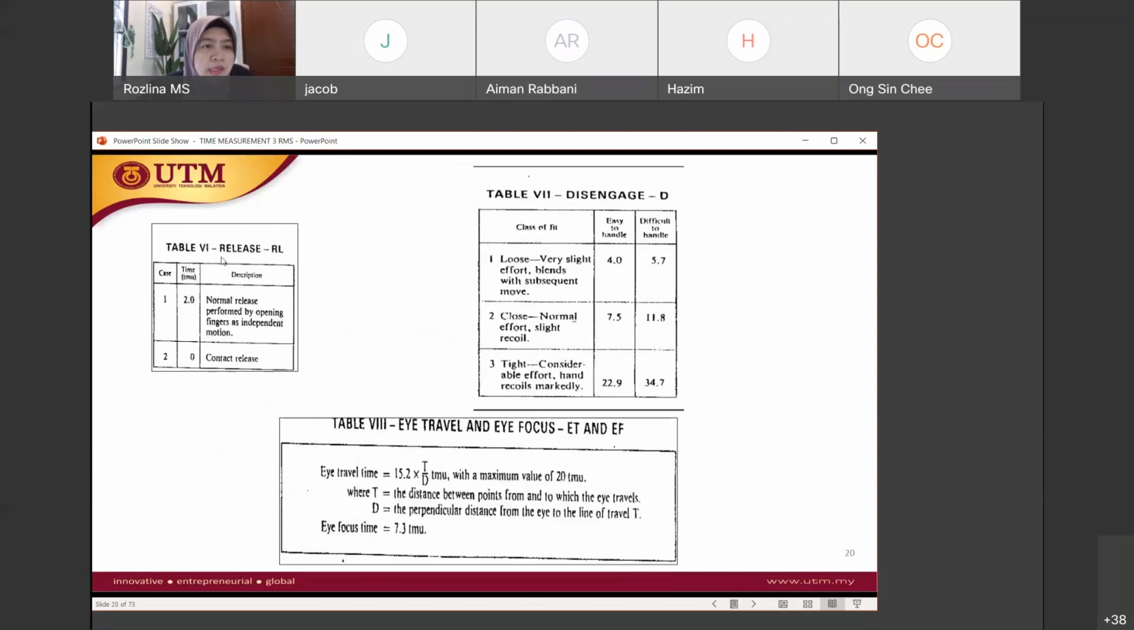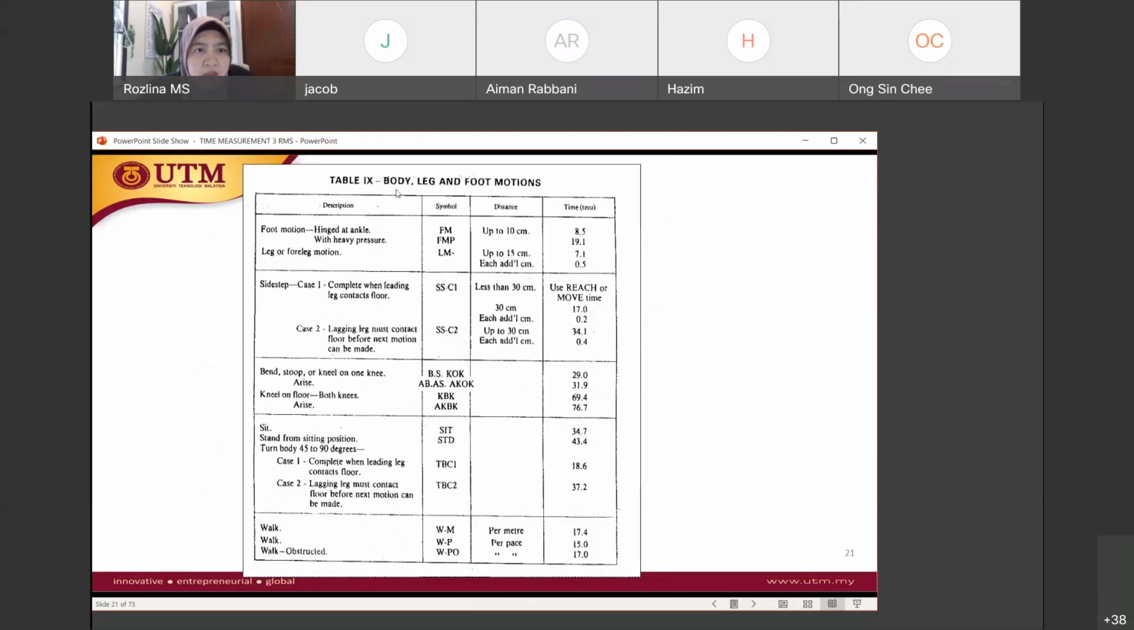And then release, disengage, eye travel and eye focus. This one is not needed, just exposure. Then body, leg, and foot motions, and so on.